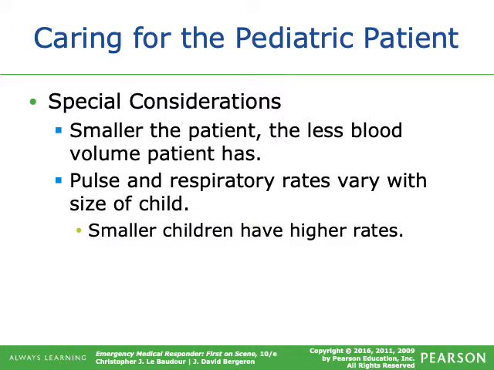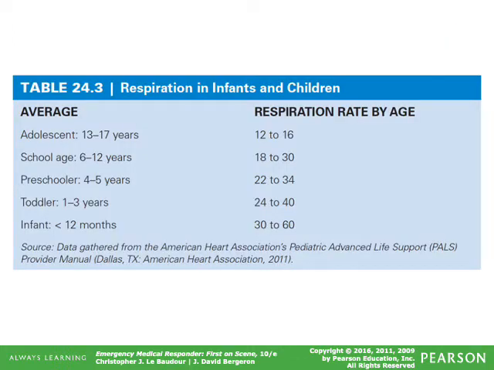Alright, the smaller the patient, the less blood volume the patient has. Pulse and respiratory rates vary with the size of the child. Smaller children have higher rates. This Table 24.3 just goes over the respiratory differences in infants and children.